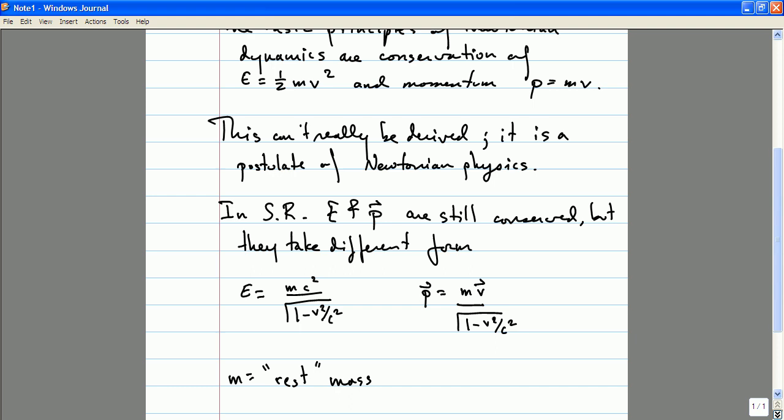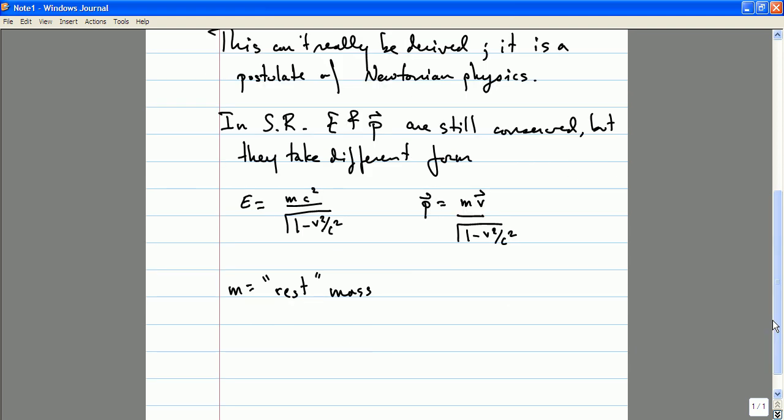And there's a sense, as in the formulation of Newtonian physics, that these expressions for energy and momentum can't really be derived per se. They're really more postulates about the form of dynamics in special relativity. But they can certainly be motivated in some ways, and that is what I'm going to do for the rest of this class. Question?